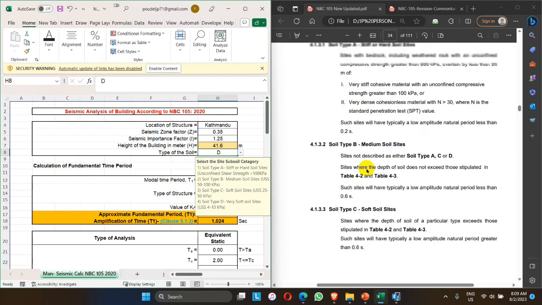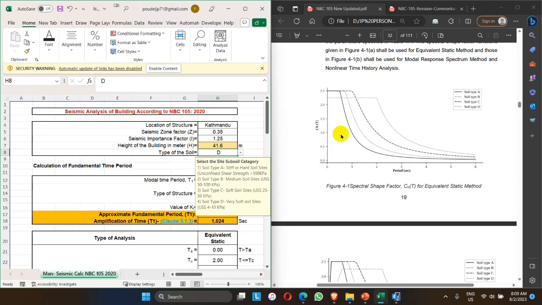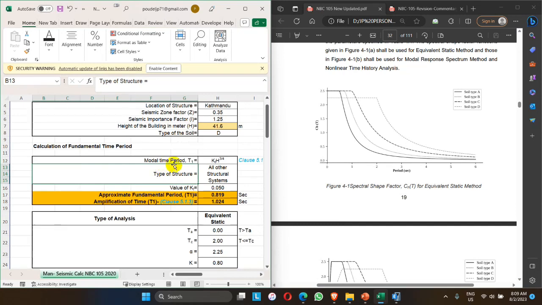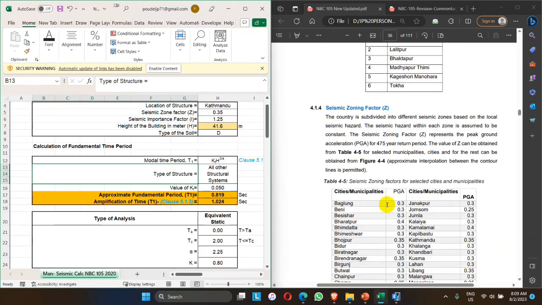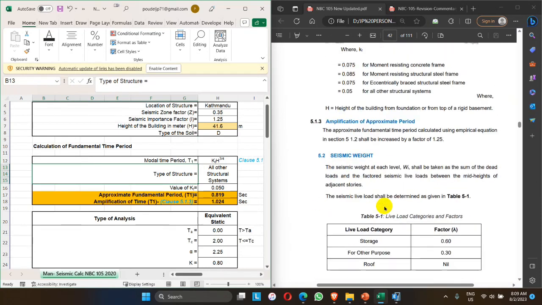Here, if we see the curve, this one is the spectral shape factor for type D soil for response spectrum analysis, and if we look into the equivalent static method, this one is the type D soil response spectra. So let me turn to the calculation of the fundamental time period of the structure. We already saw that the time period of the structure is given by the empirical formula here.